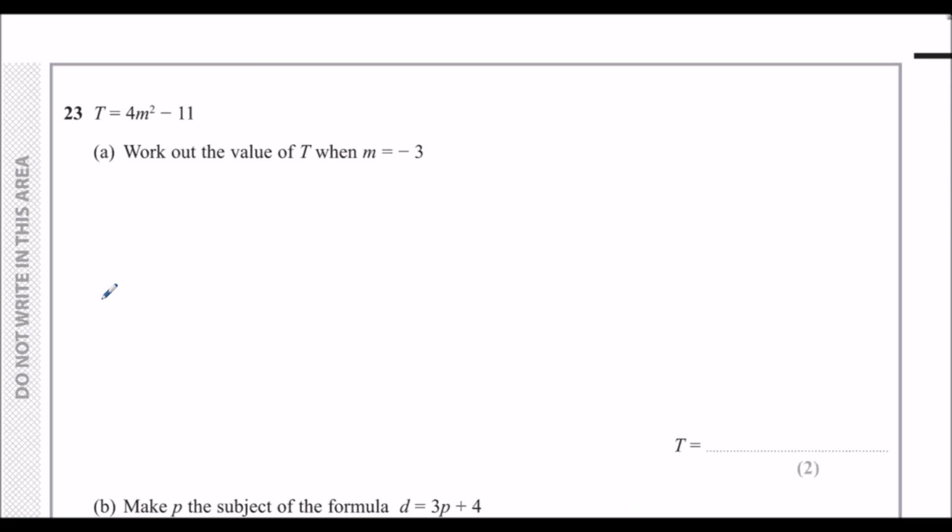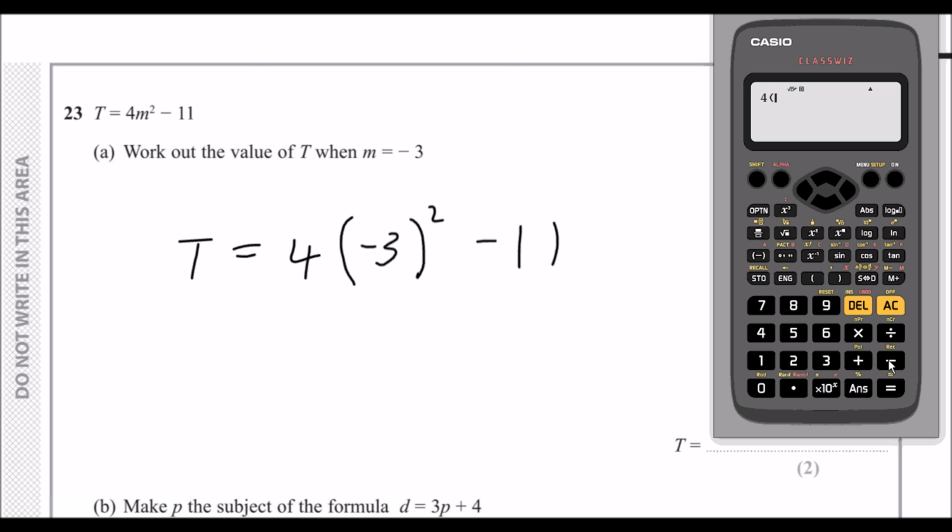Question 23. T is equal to 4m squared minus 11. Work out the value of t when m is -3. So t is 4 times m squared minus 11. And we're substituting in for m -3. So I'm just going to type this into the calculator. So I've replaced m with brackets, and I'm putting the number I'm substituting in inside the bracket. So 4 times -3 squared minus 11 is 25.